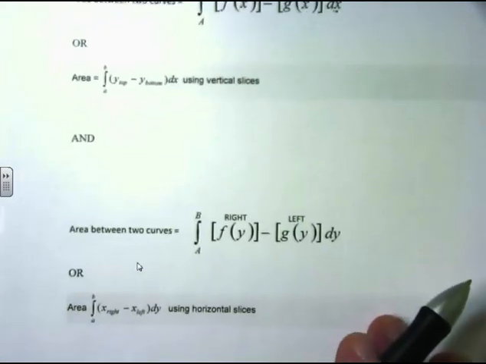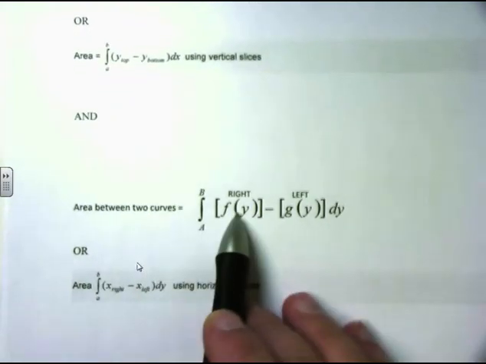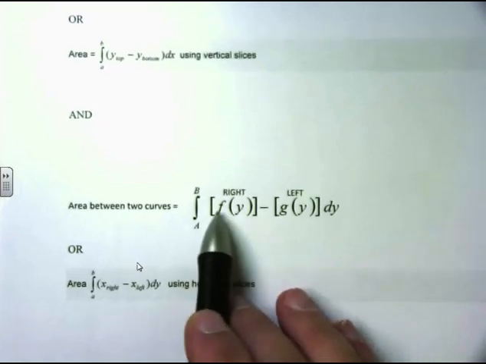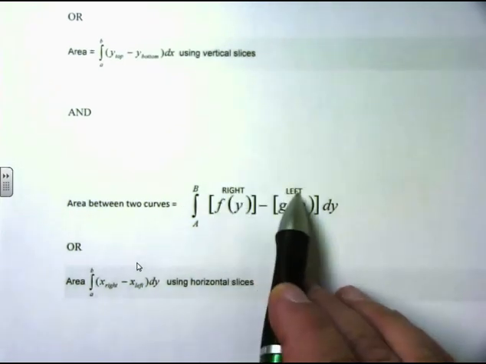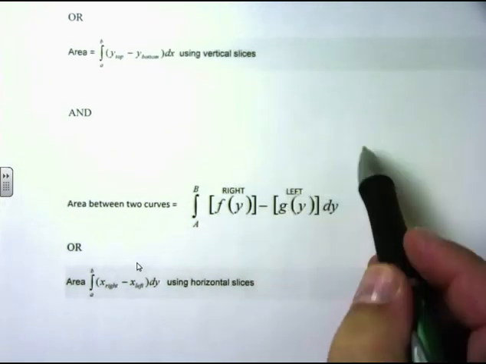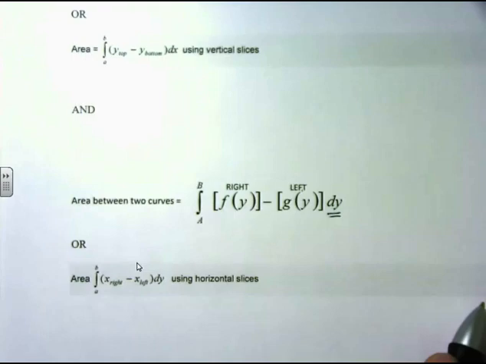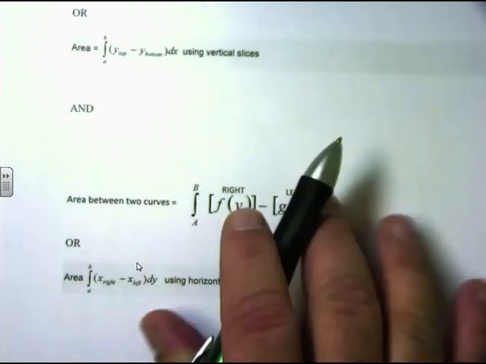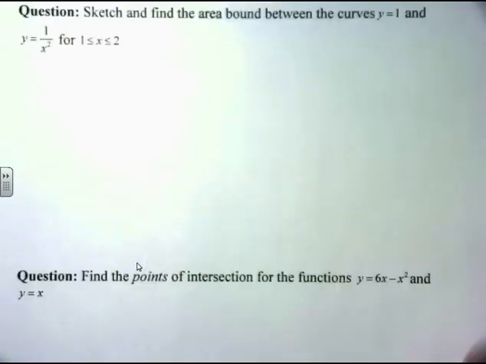And of course, you can also emphasize that the area between two curves could also be in terms of y, which means x equals the functions in terms of y, but that will be a right function minus a left function. If you don't have tops and bottoms, then try rights and lefts. If the function's in terms of y, then we have to integrate with respect to y. It'll be right minus left dy, or top minus bottom dx. So here's the idea and the basic formulas that you use to get the area between two curves.